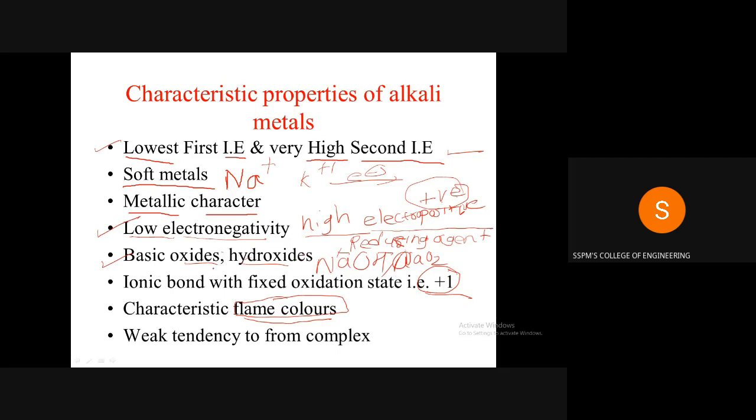Then oxidation state is important. All alkali metals have plus one oxidation state, whereas all alkaline earth metals have plus two oxidation state. Then they have characteristic flame color. So these 5 characteristics are very important. Characteristic flame color means that after burning any alkali metal, the flame observed has a particular color for a particular element. So each element gives a different color to the burning flame.